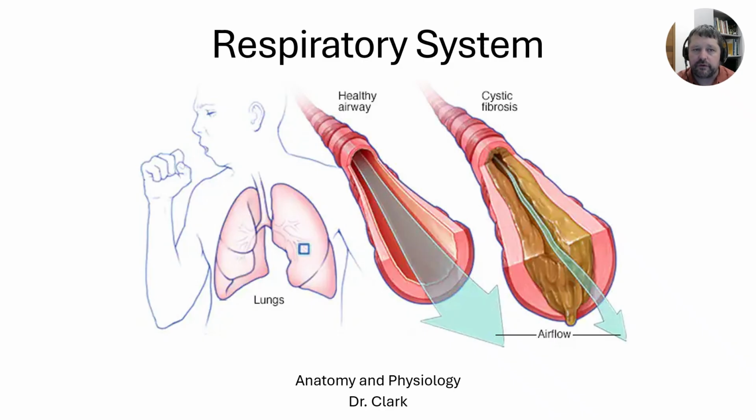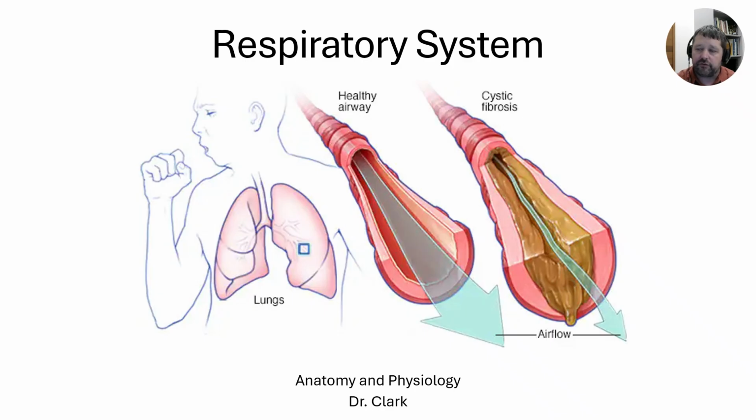So we'll spend a little bit of time reviewing the anatomy. Most of that anatomy is viewed and discussed in lab, but some of it we have to talk about in order to talk about the physiology.